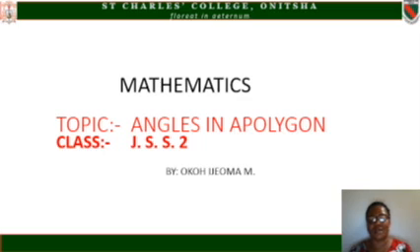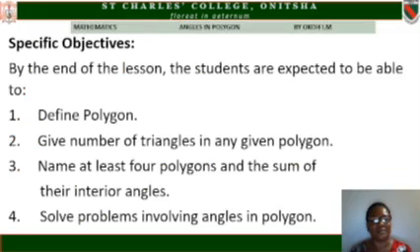Our topic today is angles in polygon. Before we go into the topic, let's look at the specific objectives we have today. 1. At the end of the lesson, the students are expected to be able to define polygon. 2. Give the number of triangles in any given polygon. 3. Name at least 4 polygons and the sum of their interior angles. 4. Solve problems involving angles in polygon.